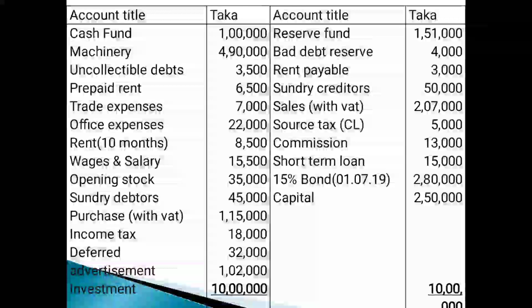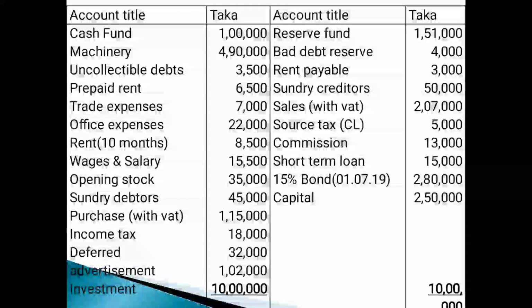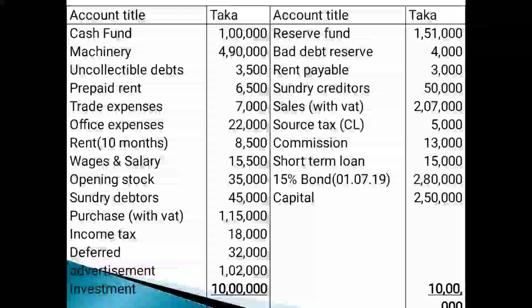Sundry debtors, the another name of account receivable, book debt and sales ledger account. This amount is treated as short-term asset, that is current assets to be shown in a statement of financial position. Purchase with VAT, this is the new one, this is the fact for this method. Purchase with VAT taka 1,15,000. Purchase, this is the amount of expenditure for showing cost of goods sold.